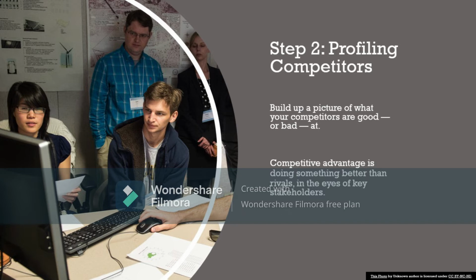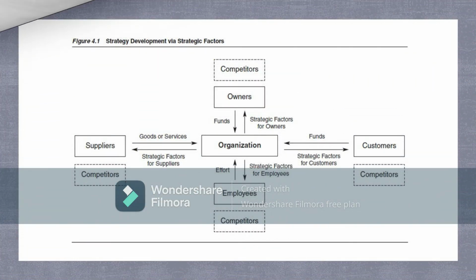Build up a picture of what your competitors are, good or bad. Figure 4.1 has a modification of a figure previously encountered. Here, there is one important addition: competitors. For each of the stereotypical key stakeholders, customers, suppliers, employees, owners, there exists a set of different competitors. Those for an organization's customers are different from those for owners. Different again are the competitors for employees, although these latter competitors may include those for customers.